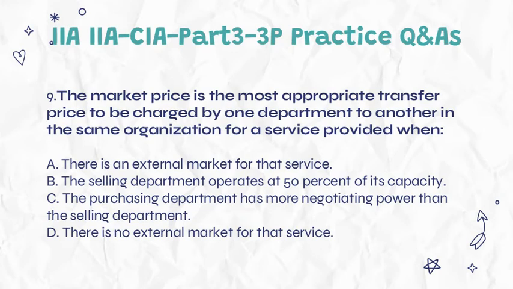9. The market price is the most appropriate transfer price to be charged by one department to another in the same organization for a service provided when A. There is an external market for that service. B. The selling department operates at 50% of its capacity. C. The purchasing department has more negotiating power than the selling department. D. There is no external market for that service.